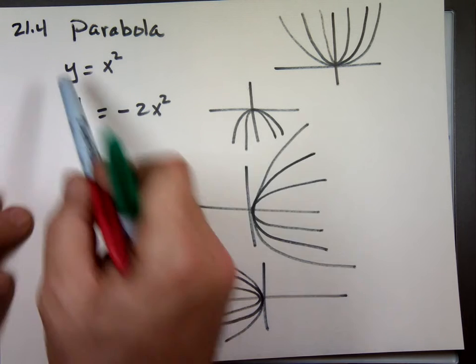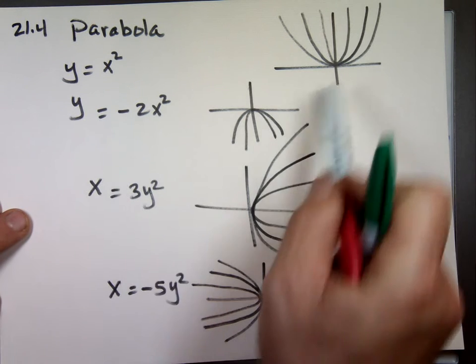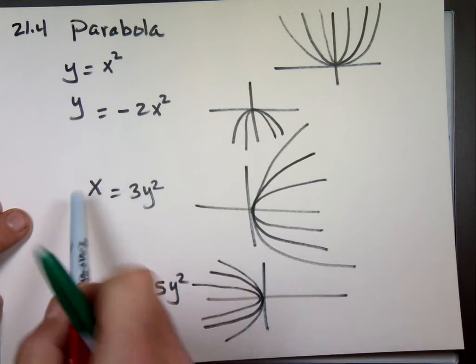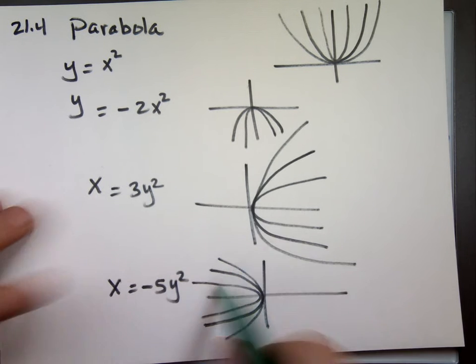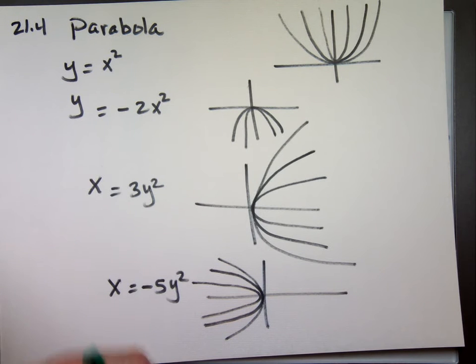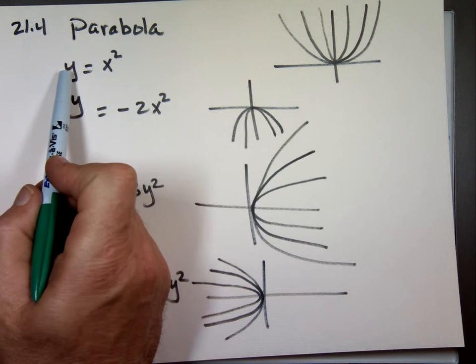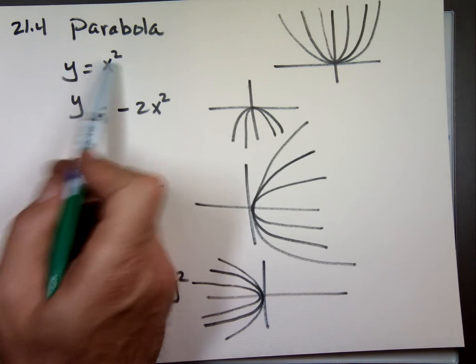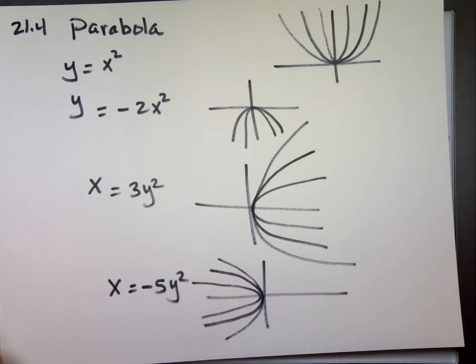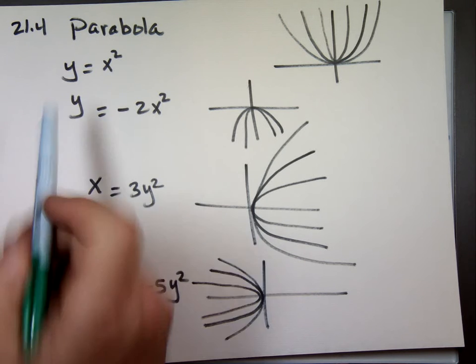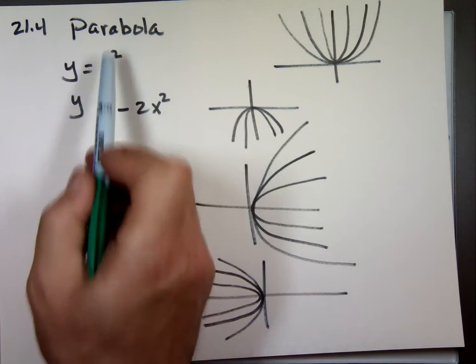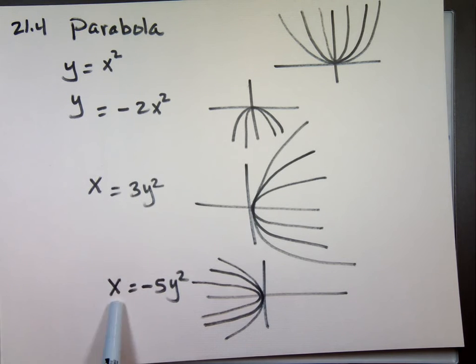Now notice if you have y equals, it's going to be either up or down. If you have x equals, left or right. Notice the difference between a parabola and a circle. In a circle, both x and y were what? Squared. In a parabola, only one of them is squared, the other one is not. In this case, y is not squared, but x is. Here, x is not, but y is.